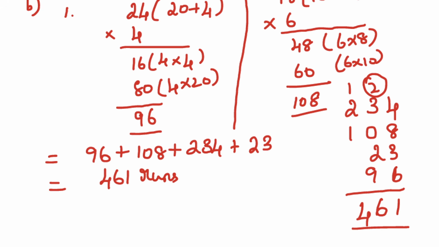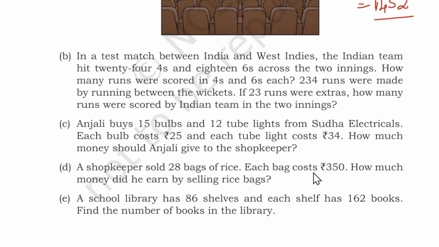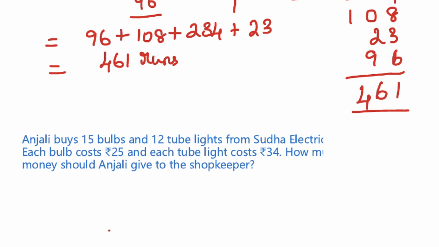Okay, so this type of question again it's going to be very important. Okay, so next question. Anjali buys 15 bulbs and 12 tube lights from the electricals. Each bulb costs 25 and each tube light costs 34. How much money should Anjali give to the shopkeeper? So you have to calculate each and write the answer, students. So I'm going to write the answer step by step again. Okay, I have written the question.